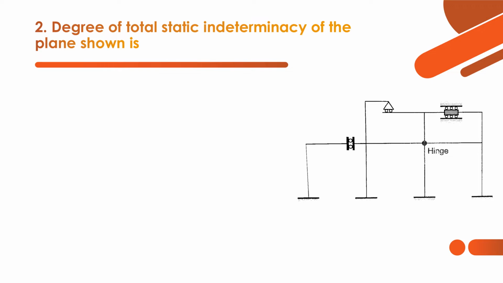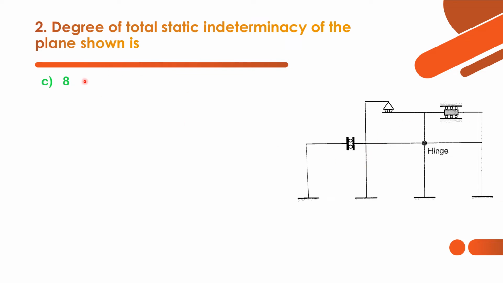Degree of total static indeterminacy of the plane frame shown is. We have to find the total static indeterminacy of the given structure. Here total means we have to calculate the summation of internal static indeterminacy and external static indeterminacy. In the previous question, we calculated the external static indeterminacy of a beam. But in a beam, we have only external static indeterminacy, and internally a beam is always statically determinate. And here we have to calculate total static indeterminacy, the summation of internal plus external static indeterminacy of this structure.